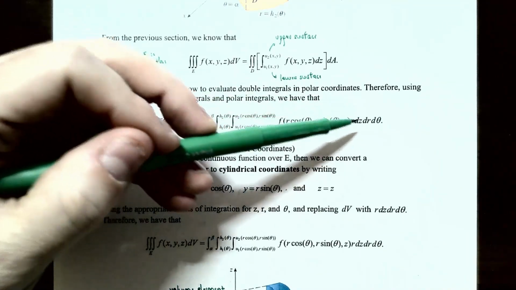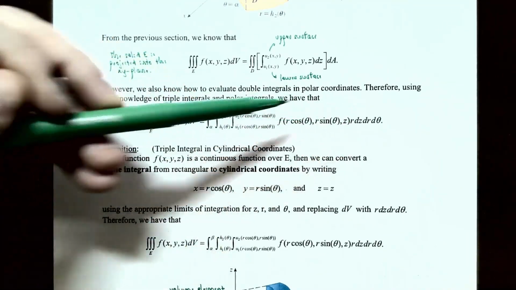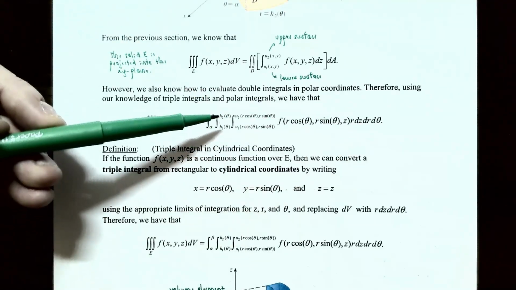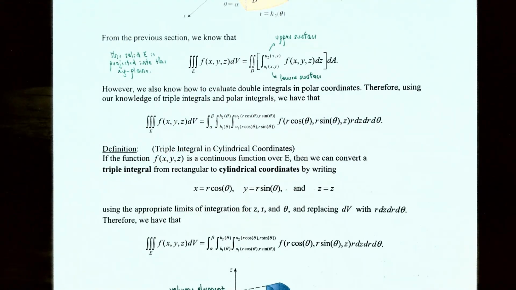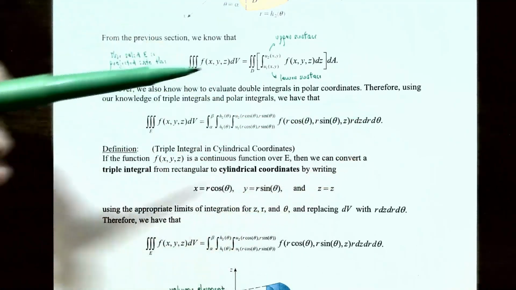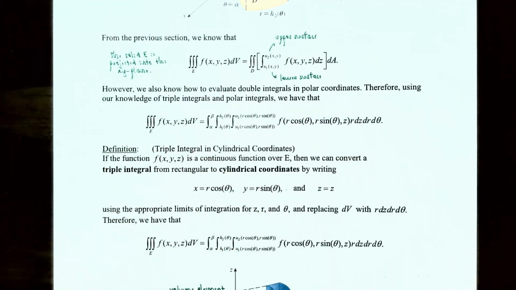And then you'll integrate with respect to z first, that will correspond to surfaces. You'll integrate with respect to r next, because that corresponds to curves, an outer curve and an inner curve for your region D. And then you'll integrate with respect to theta last, between alpha and beta, two angles.